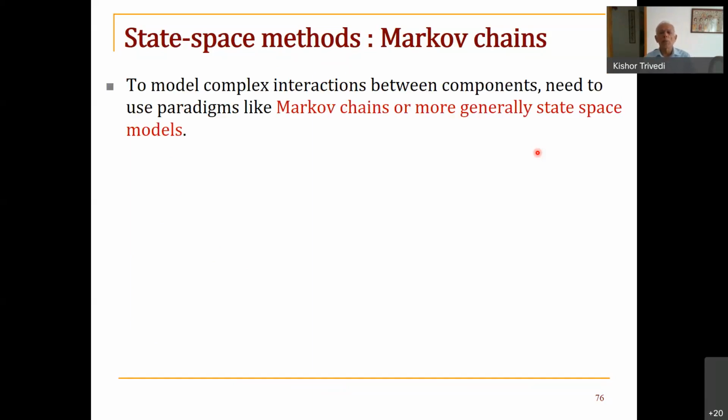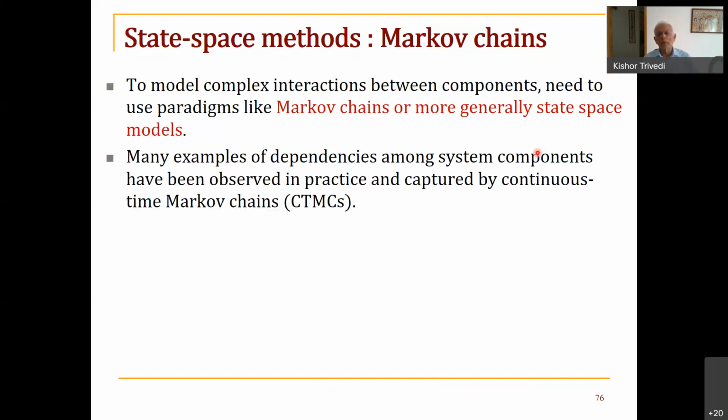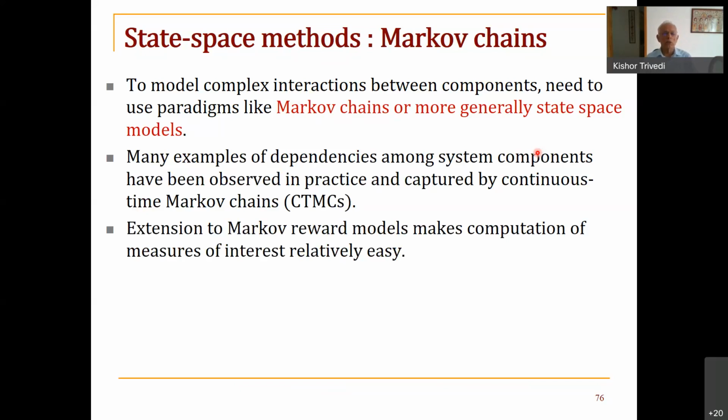Now, to model complex interaction between components, we need to use paradigms like Markov chains, or more generally state space models. And many examples of dependencies among system components have been observed in practice and captured by so-called homogeneous continuous time Markov chains.